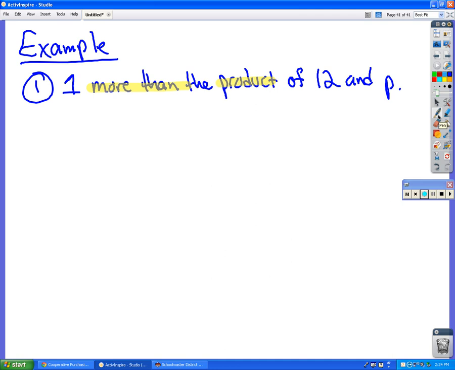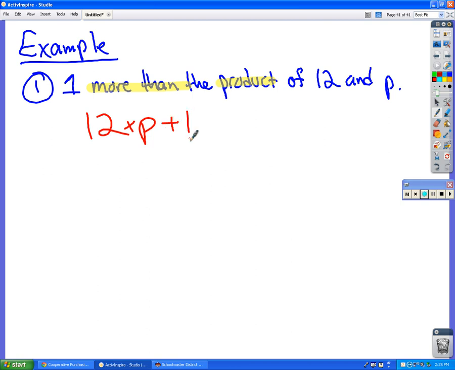Okay, now let's think order of operations. Which one do you usually do first, Jordan? Okay, right, the multiplication. So let's do the product first. So how would I write the product of 12 and p? 12 plus. But product doesn't mean plus, it means, yeah, multiply. So I'm going to go 12 times p, okay? And then we want one more than that. So what do I do? Yeah, then I go plus 1.